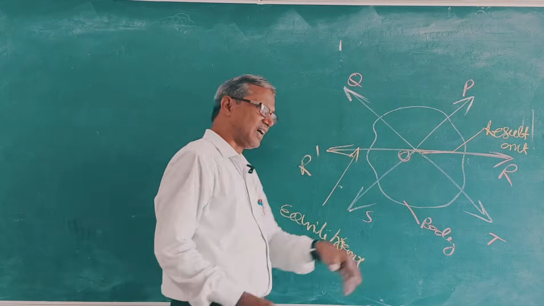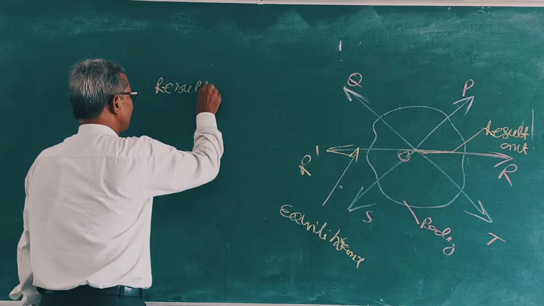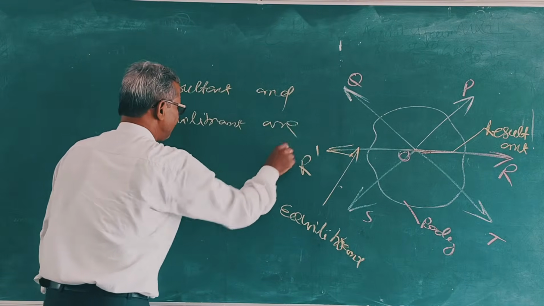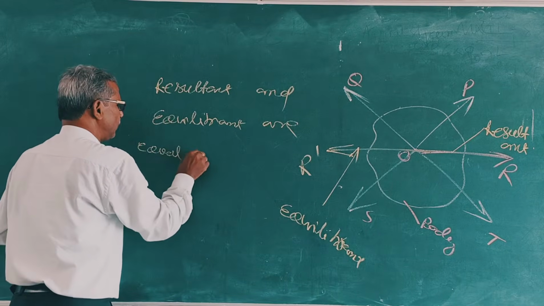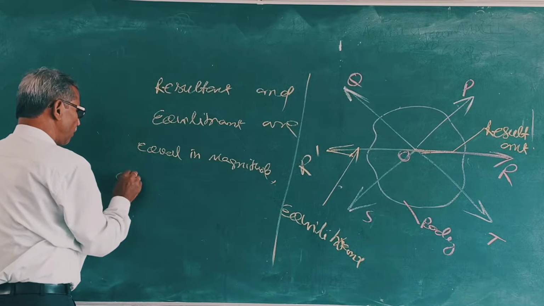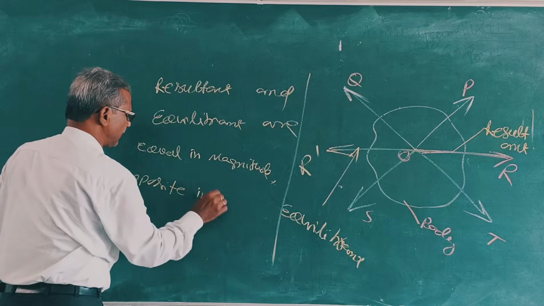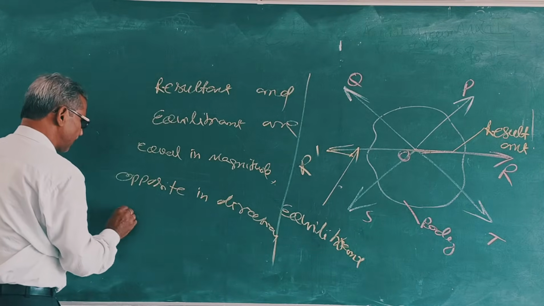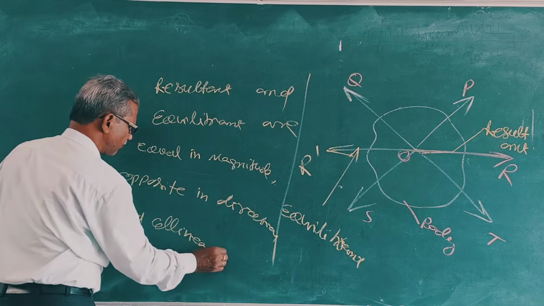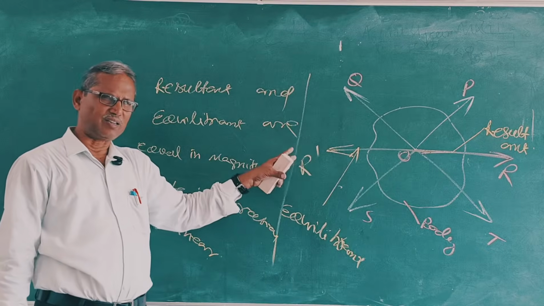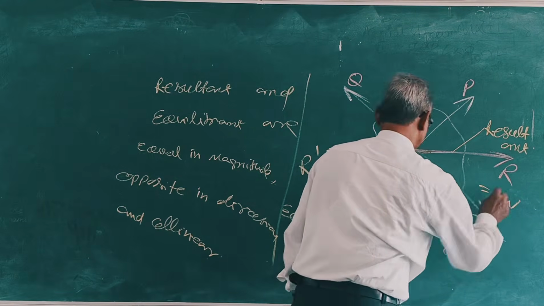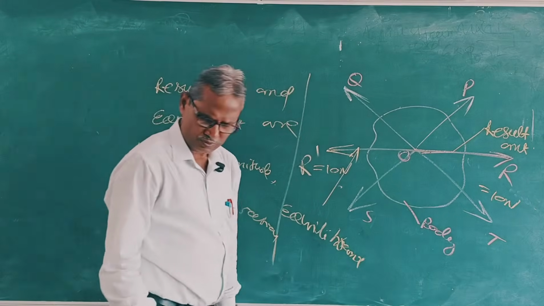So from this figure, it is clear that the resultant and equilibrant are equal in magnitude, opposite in direction, and collinear, in the same line. Clear? R dash and R are both equal in magnitude. Suppose this is 10 Newton. This is equal to 10 Newton. This is also 10 Newton.